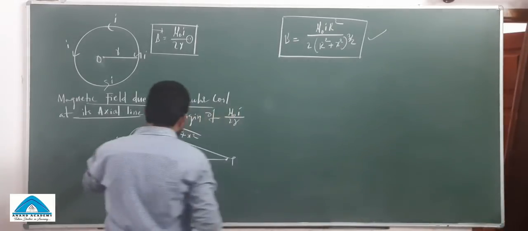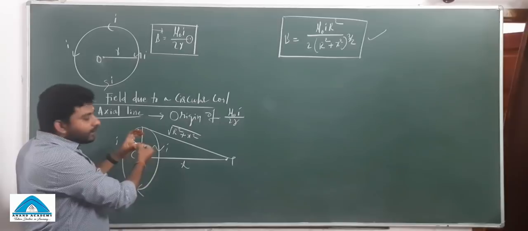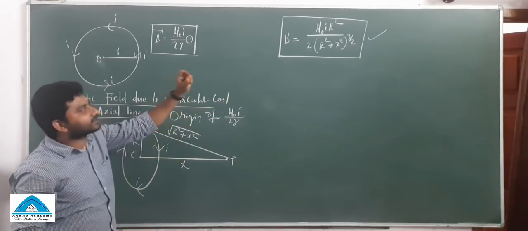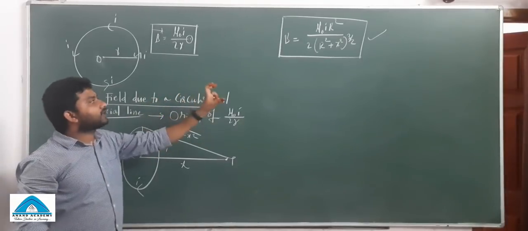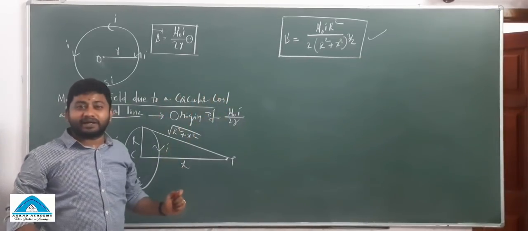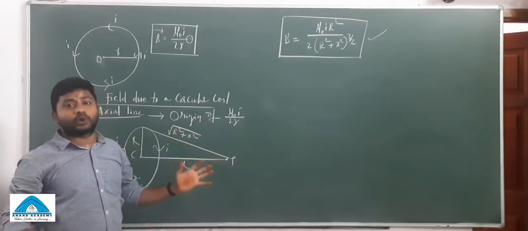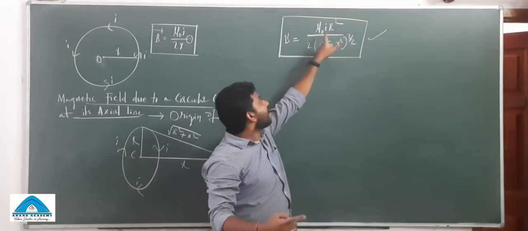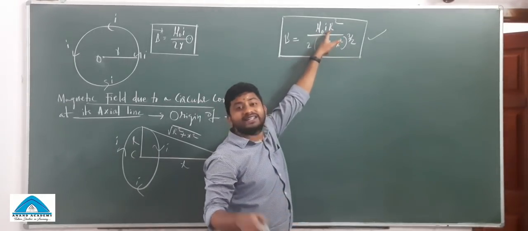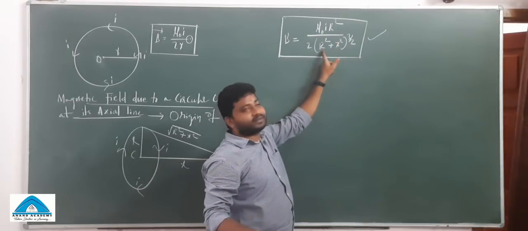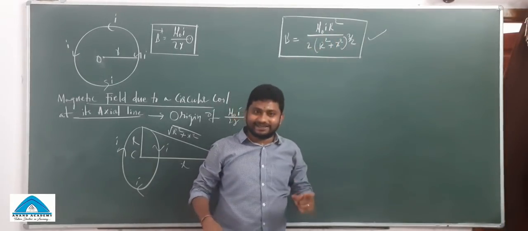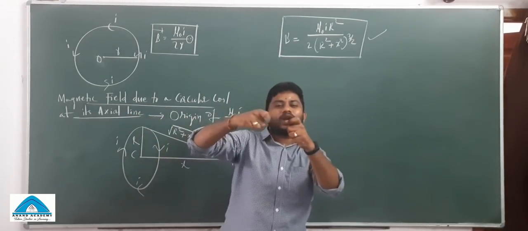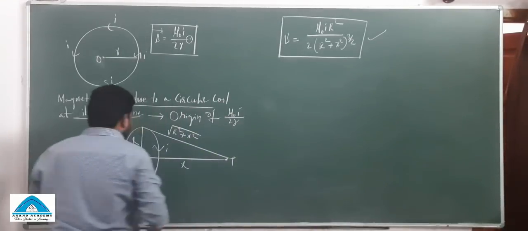So this is the ring. From the center, at some axial point we are finding the magnetic field. Look at the formula: mu naught I r square divided by 2 into (r square plus x square) all to the power 3 by 2. And each and every physical quantity you know. Mu naught is the permeability of free space, I is the current passing through the coil, r is the radius of the coil, and x is the distance between the center and the point P, which is along the axial line.